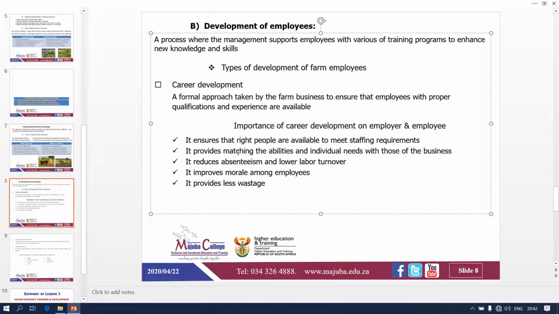It provides matching the abilities of individual needs with those of the business. It reduces absenteeism and it lowers labor turnover. It improves morale amongst employees. It provides less wastage. Right. This is the career development that you must have in the business in terms of people. You must do the career development.